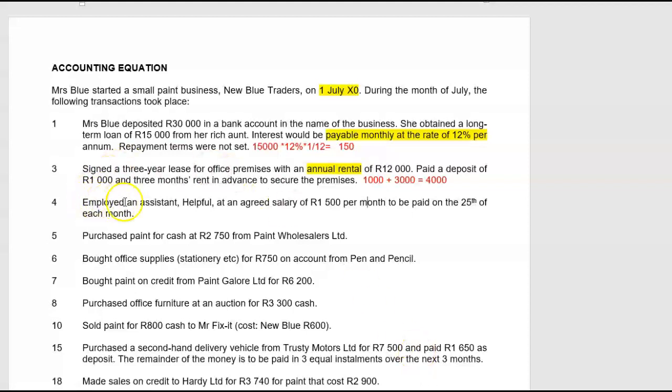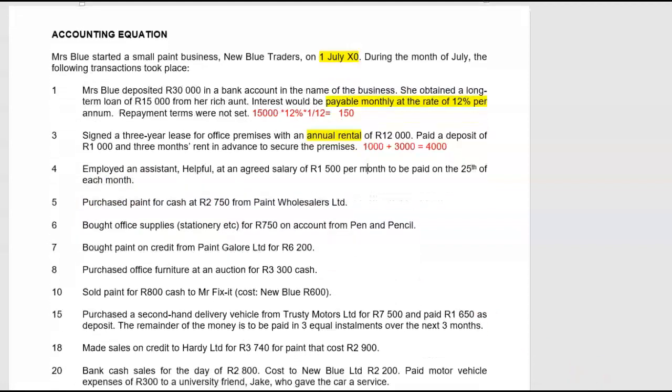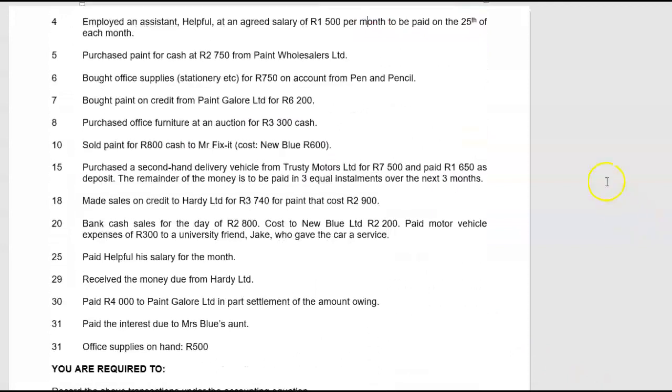On the 4th, she employed an assistant helper at an agreed salary of 1,500 Rand per month, and she should be paid on the 25th of each month. Now, you never receive your salary in advance, so you have to wait until the 25th of the month before you're going to pay the salary, and then we will recognize the expense. So for the 4th, we're not going to do anything.